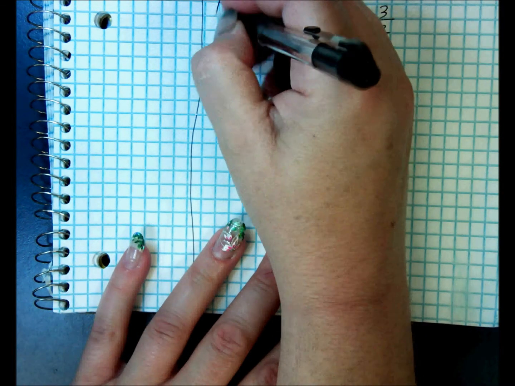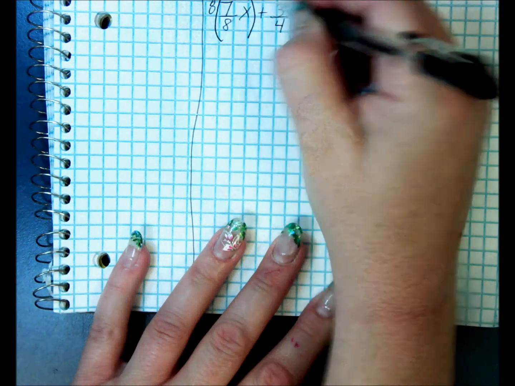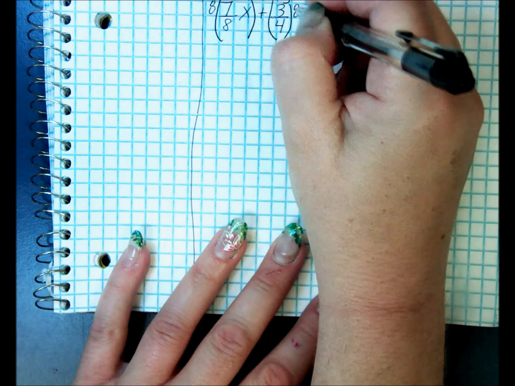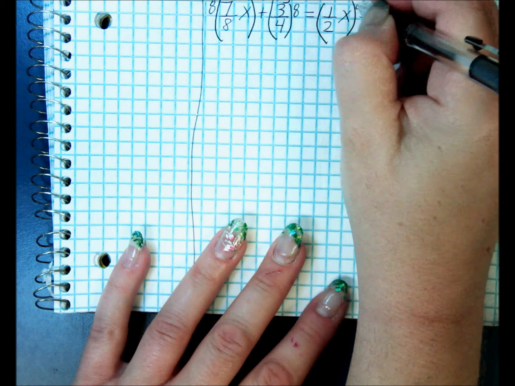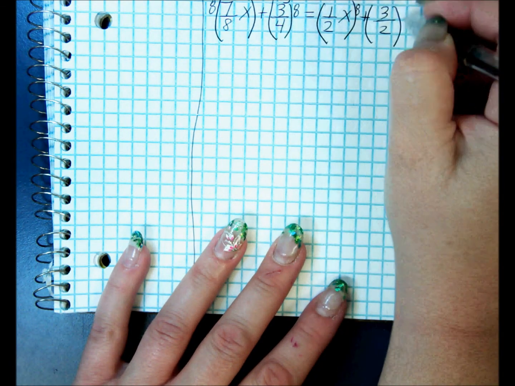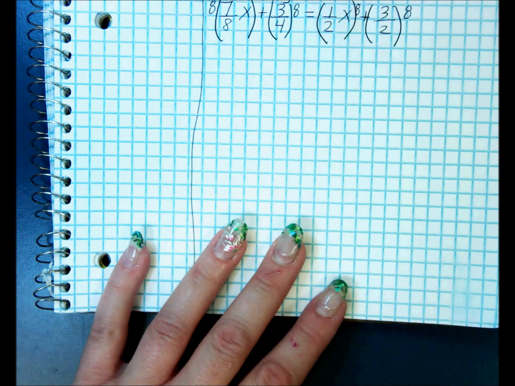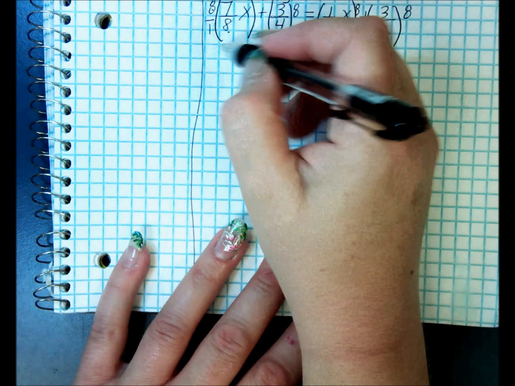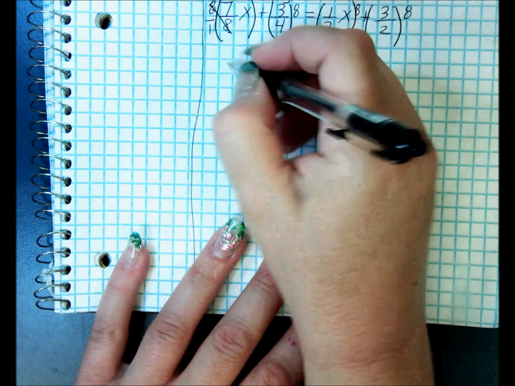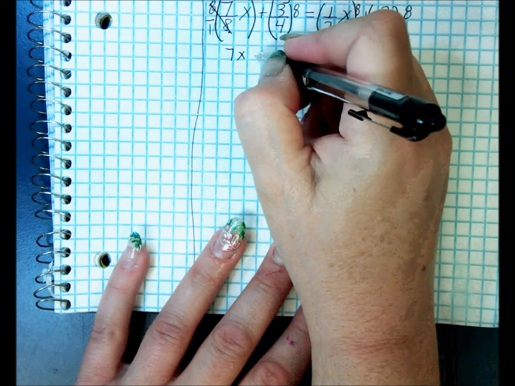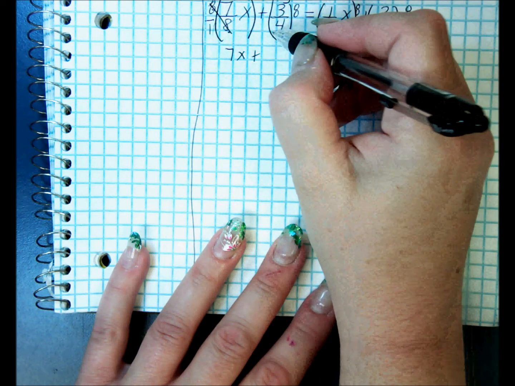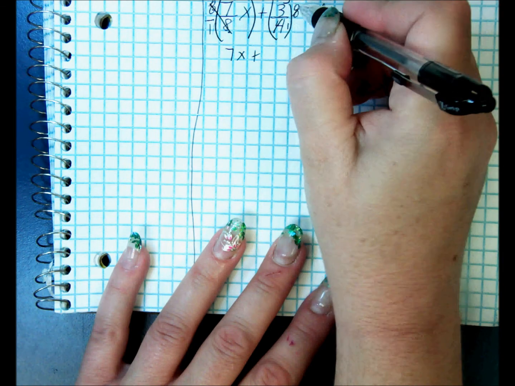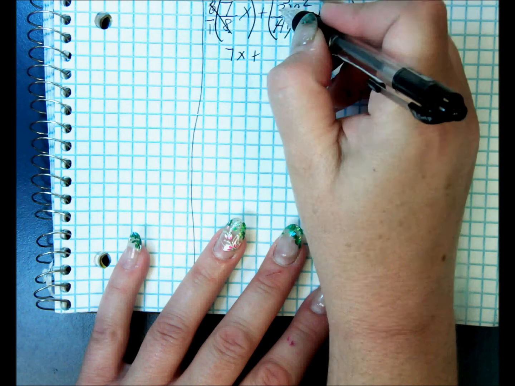Multiply everything times 8. Each term has to be multiplied by 8. Now let's see what happens. Here we have 8 divided by 8. Remember that one's on top, one's on the bottom. 8 divided by 8 is 1. 7x plus. Here, 4 divided by 4 is 1. 8 divided by 4 is 2. So 2 times 3 is 6.